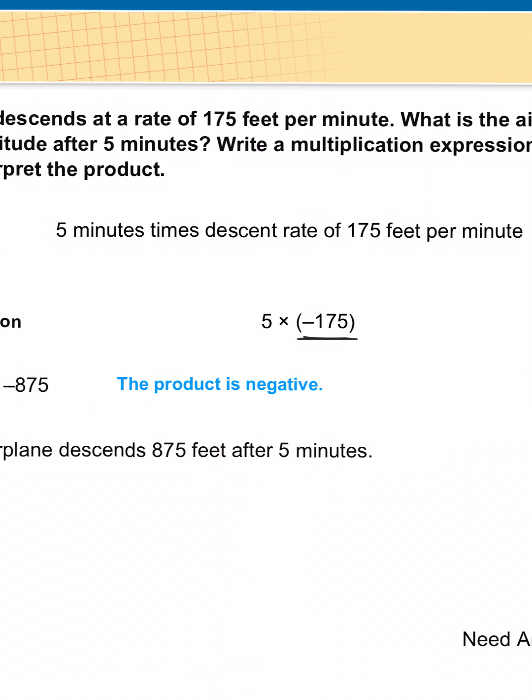Per minute. That word per is going to be very important. It wants to know how far it descends every minute, but when it's going 5 minutes, after 5 minutes, how far does it descend? How do we figure that out? Every minute it goes down 175. 5 times 175. We have to multiply by 5, because whenever you see per, that means multiply.